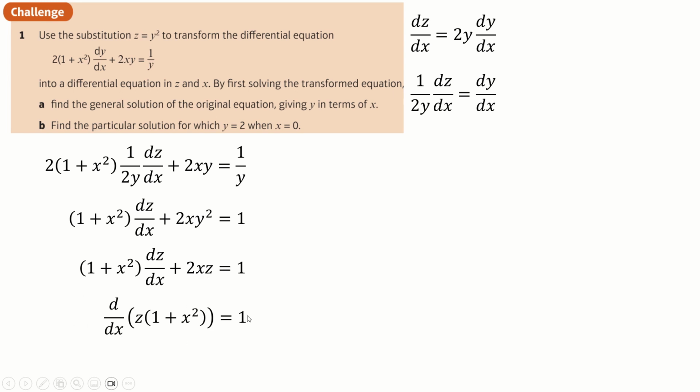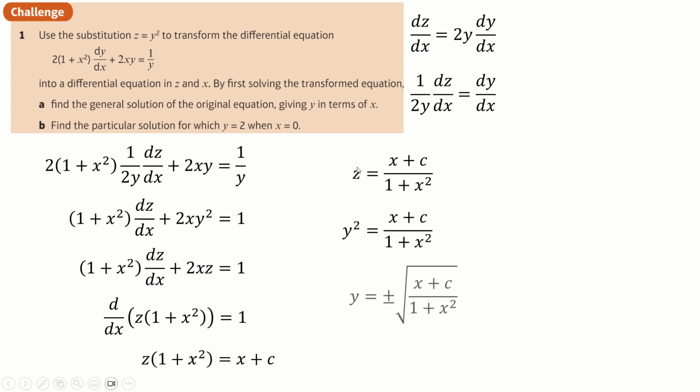Now, if we integrate both sides with respect to x to remove this d by dx, this integrated is just x plus c, obviously. Divide both sides by 1 plus x squared, and then y squared is z, so that's y squared, and then you can square root and you get this.